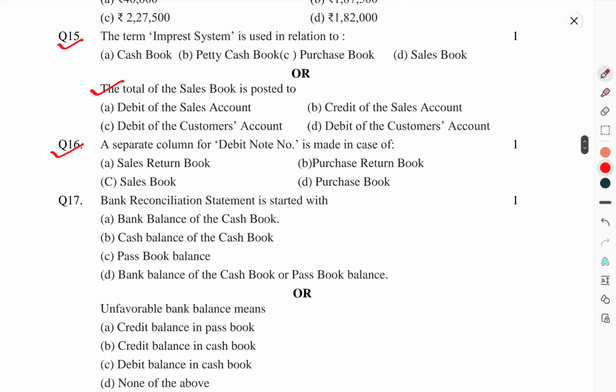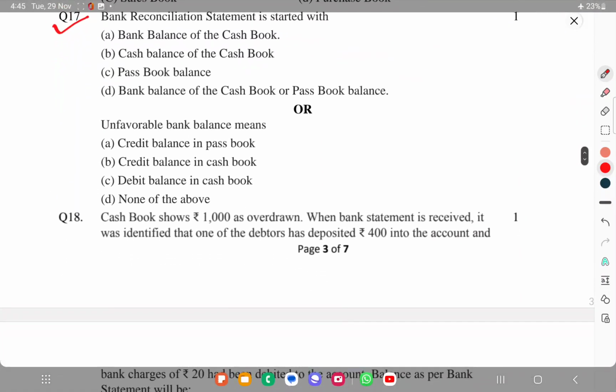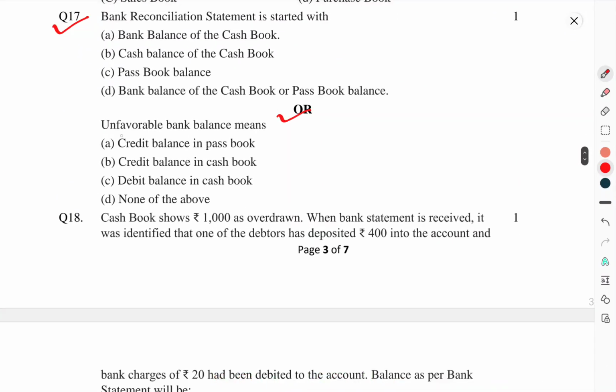Question number 16. A separate column of debit note number is made in case of. Question number 17. Bank reconciliation statement is started with. Or unfavorable bank balance means. Question number 18.